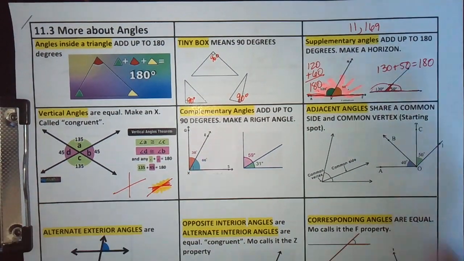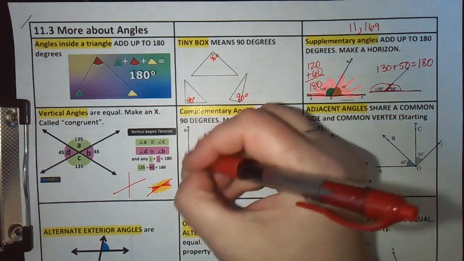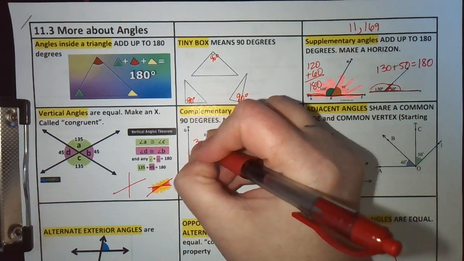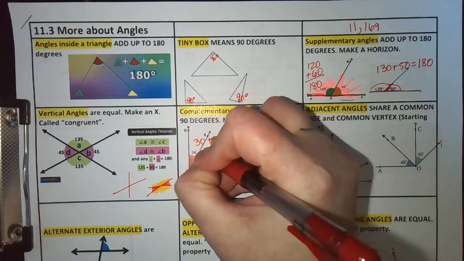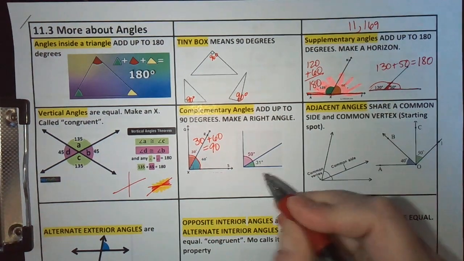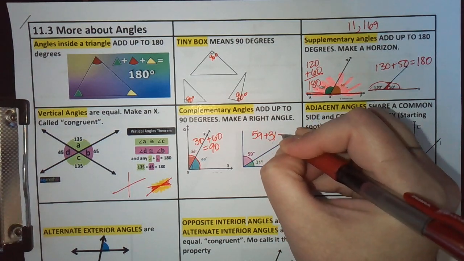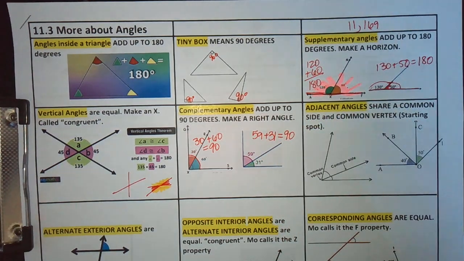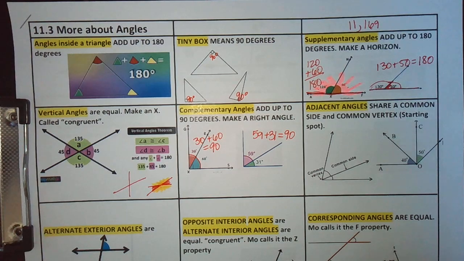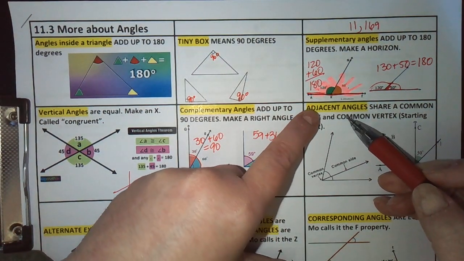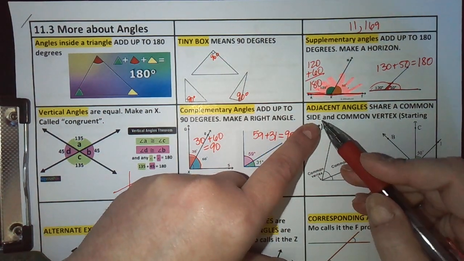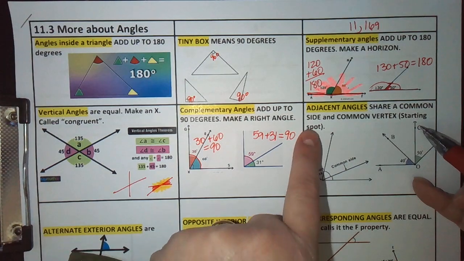Okay, complementary means they add up to 90 degrees and they make a right angle. Okay, so as you can see, this 30 plus 60 equals 90. Or over here, 59 plus 31 equals 90. Okay, adjacent angles have a common side and common vertex. That means starting spot.